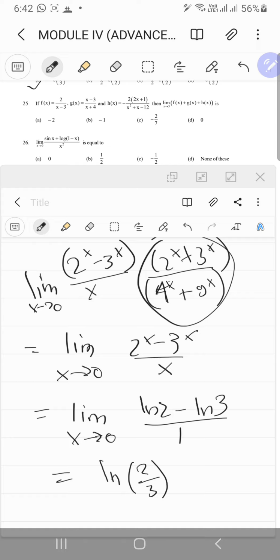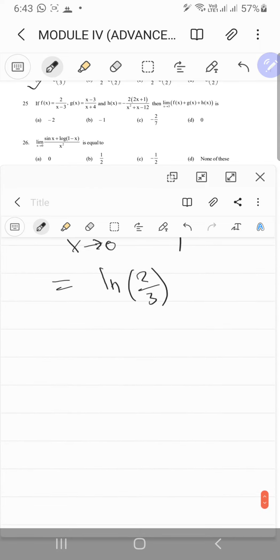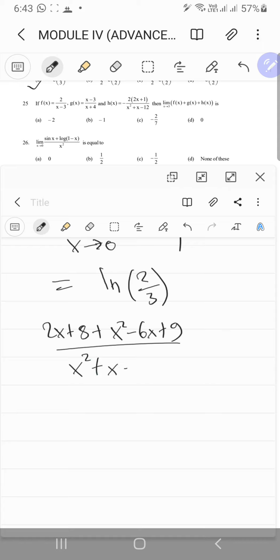F of x is 2 upon x minus 3. G of x is x minus 3 upon x plus 4. Then the limit as x approaches 3 of f of x plus g of x plus h of x. Fine. So f of x plus g of x is going to be 2x plus 8 plus x squared minus 6x plus 9 upon x squared plus x minus 12.